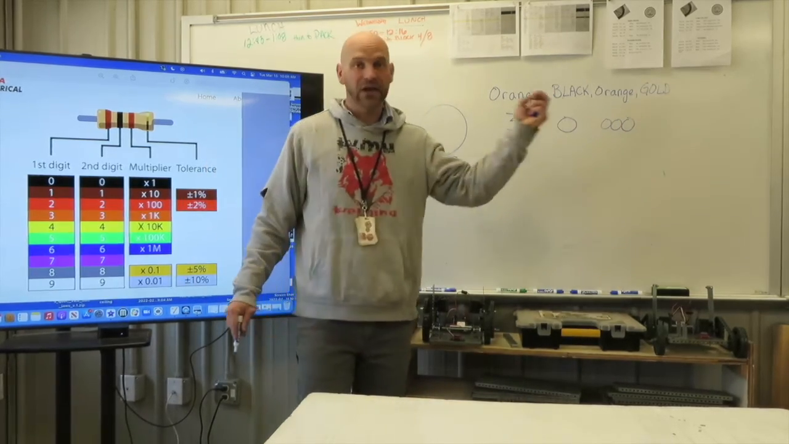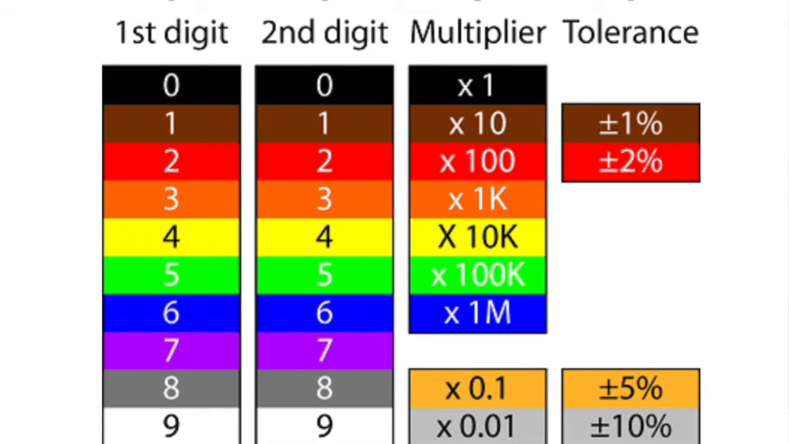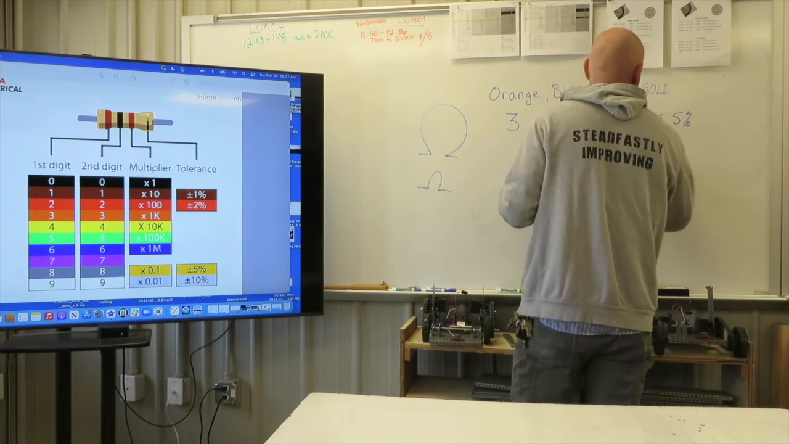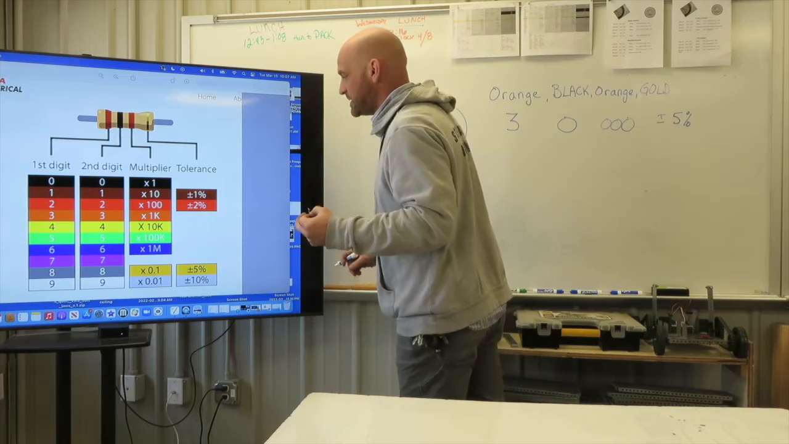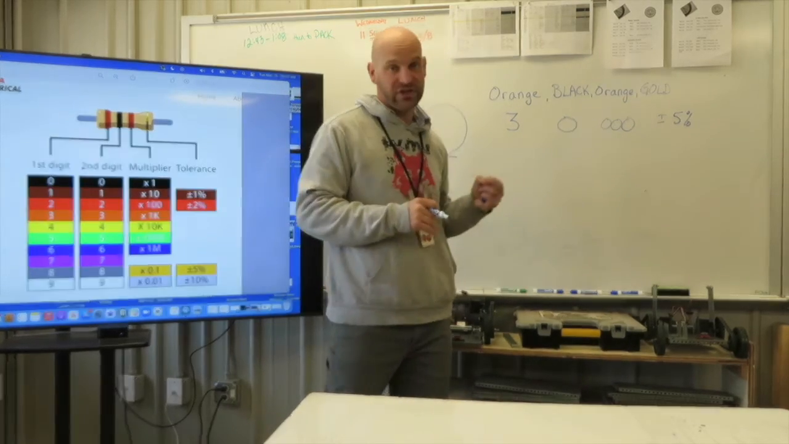Then we have a gold, which is a plus or minus 5%. So we have plus or minus 5%. It's going to be plus or minus right in there. Okay, up or down, 5%.